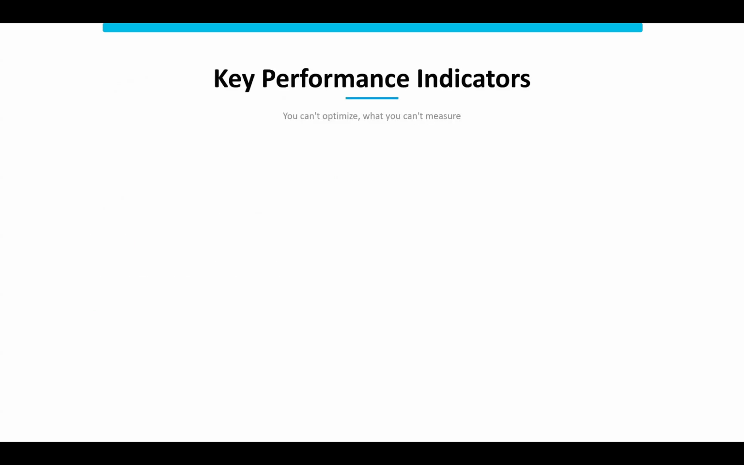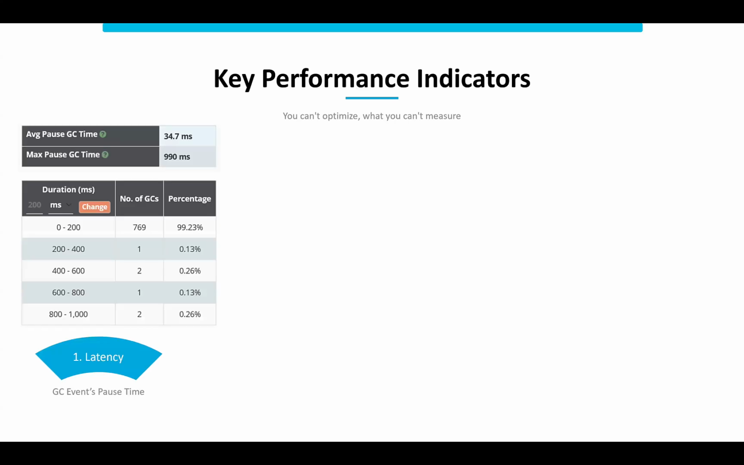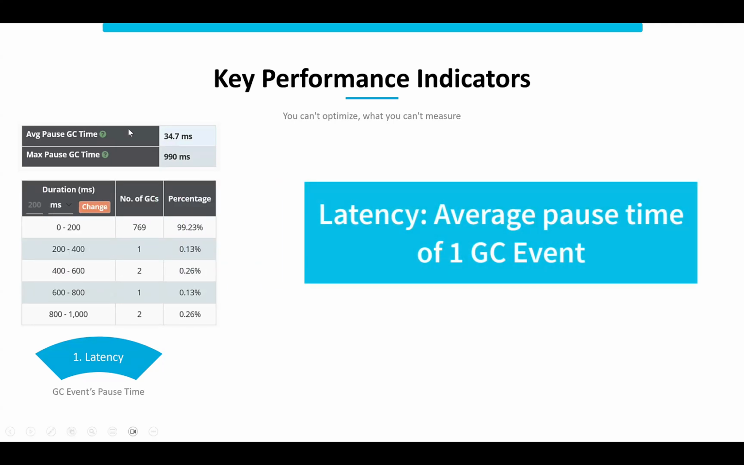Okay. So friends, let's now study the key performance indicators when doing GC tuning. There is a very famous saying: you cannot optimize what you cannot measure. So when trying to optimize something, you need to understand the metrics against which you conduct your GC study. What are those key performance indicators for garbage collection tuning? The first metric is latency. What does latency mean? Latency means when one garbage collection event runs, how much time does it take? What is the average pause time of one garbage collection event? Here it's 34 milliseconds.